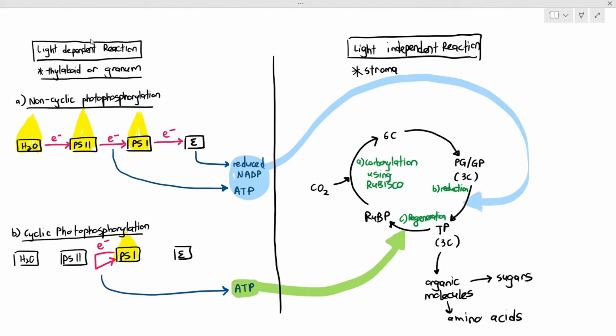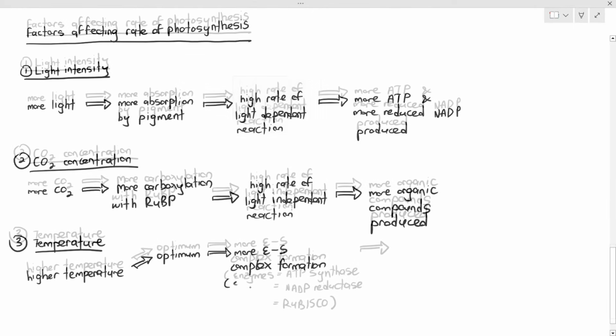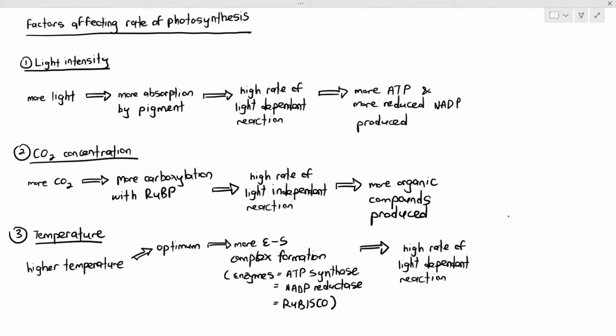Alright? And normally, as in chapter 3 of AS on enzymes, when you increase the temperature, there will be more ES complex formations, for example, with ATP synthase or Rubisco. Therefore, there's a higher rate of light-dependent reaction and also light-independent reaction. So more photosynthesis takes place, or a higher rate of photosynthesis takes place.